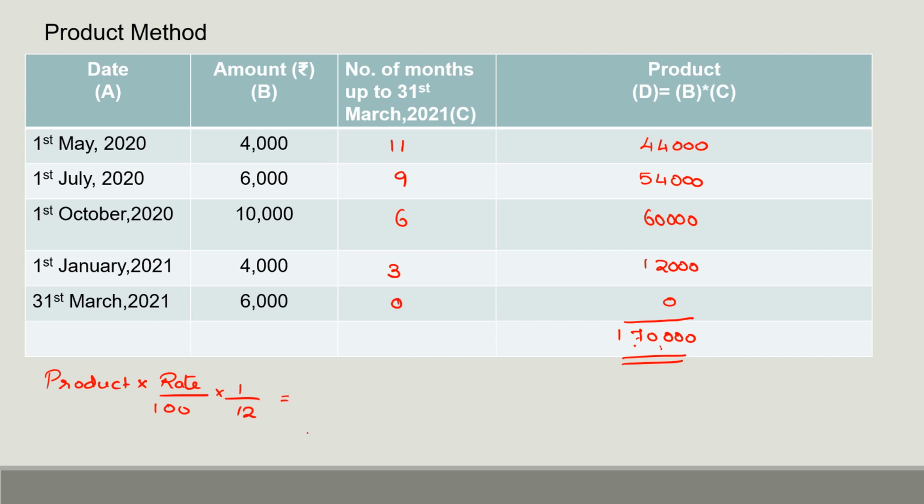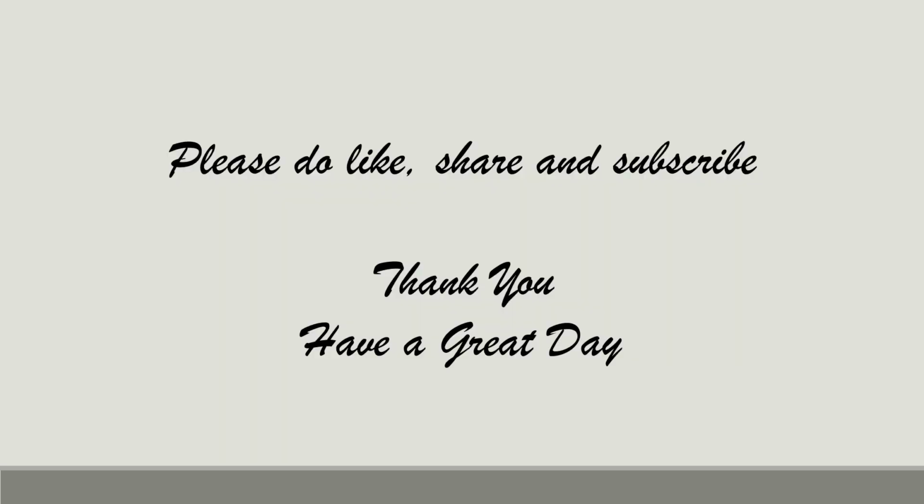So now as per this formula, the total of the product is 1,70,000 multiplied by the rate of interest, which was 10%, and we calculate it for 1 month. So do the calculations and you will find that it would come to 1,417. So this way we can calculate interest on drawings for irregular drawings under the simple method or the product method. And you can see that it comes to the same amount. So these are the two methods for calculation of interest on irregular drawings.